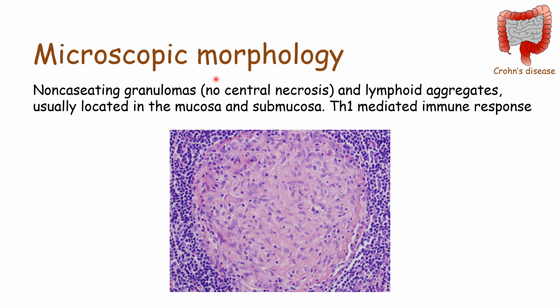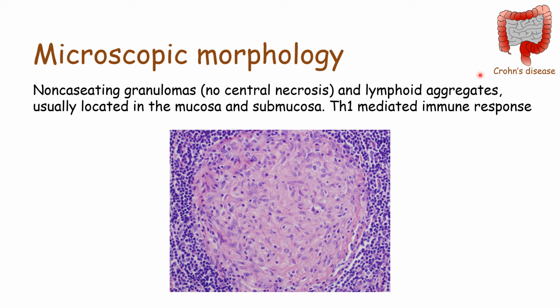Now for the microscopic morphology of Crohn's disease, we will see non-caseating granulomas and lymphoid aggregates, usually located in the mucosa and submucosa. So essentially, a non-caseating granuloma means there is no central necrosis inside the granuloma. And we can see this here in the center. There are many white cells still, so there's no necrosis in the center. This is just an image of a granuloma.